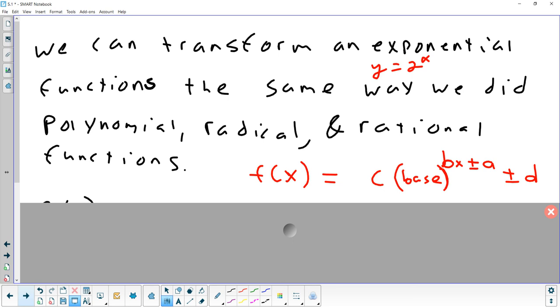What about B? That's a horizontal stretch. B is a horizontal stretch. What do you think would happen if B was a negative number?